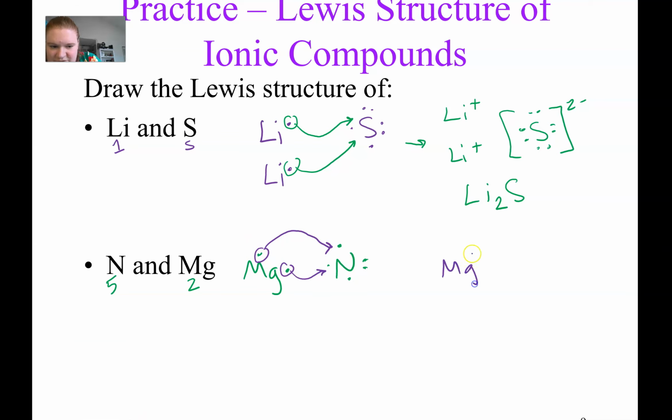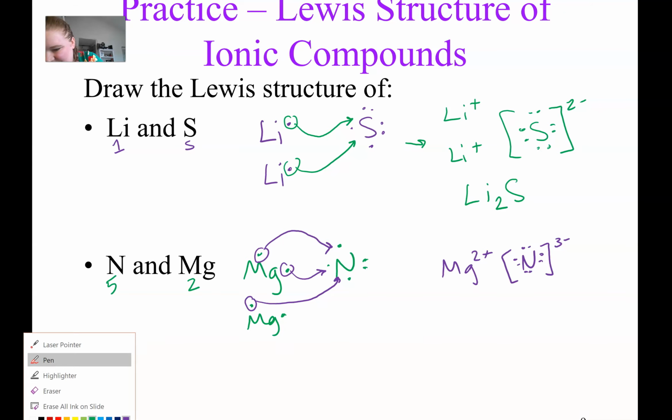So I've made a magnesium 2 plus because it lost 2 electrons, but my nitrogen still needs another electron. So I'm going to use another magnesium. I'm going to take that electron and put it right there. So we just made a nitrogen, and it has a 3 minus charge. And I erased that charge. It should be outside my brackets. I didn't quite leave myself enough space. There we go. But my magnesium still needs to get rid of another electron, so I need one more nitrogen.